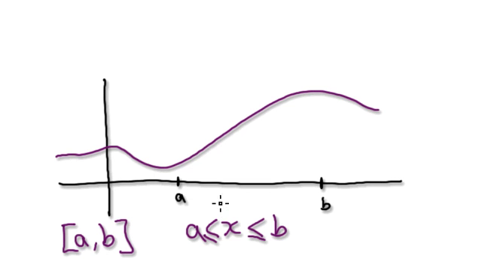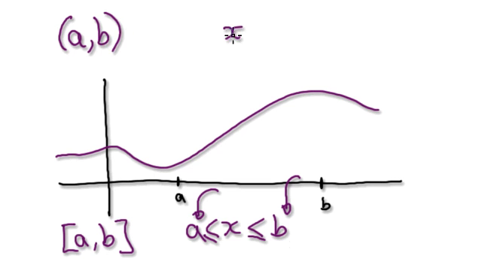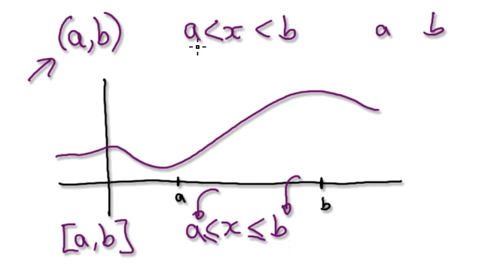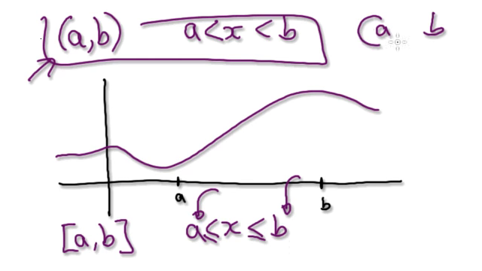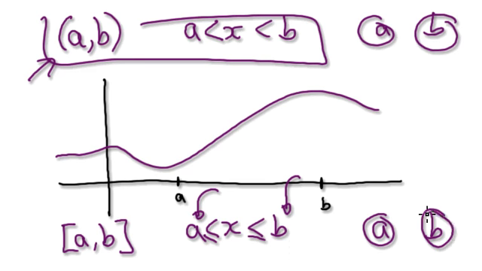It's basically saying that x can be equal to a, and it can be equal to b as well. So this notation here can include the a itself, and it can include the b itself. This notation here means x must be strictly greater than a and strictly less than b. So it cannot be a itself, and it cannot be b itself. This here you're not allowed to have a, and you're not allowed to have b. Down here it can include the a, and it can include the b.